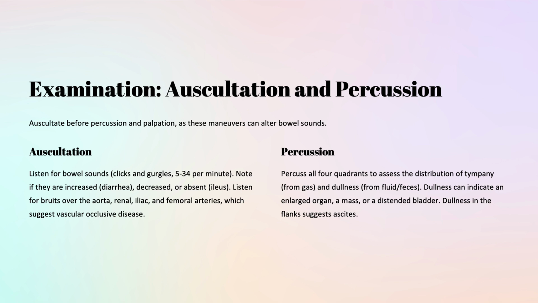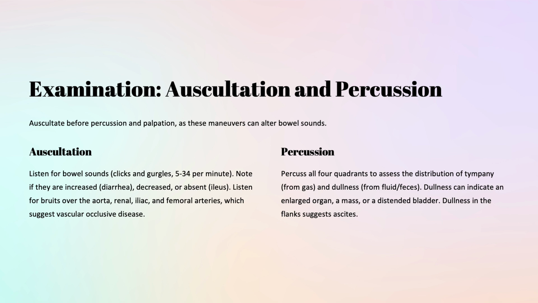Why do we perform auscultation before percussion and palpation? Because percussion and palpation could alter the bowel sounds. Okay, so what are you listening for in the auscultation portion? We're listening for bowel sounds, and normal bowel sounds would have clicks and gurgles around 5 to 34 per minute. So if it's increased, it may be indicative of diarrhea. If it's decreased or even absent, it may be a functional obstruction, for example, ileus.